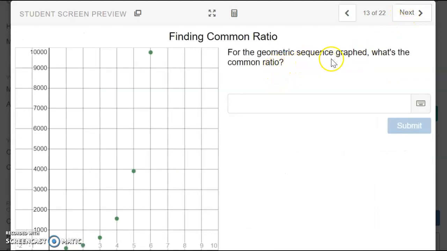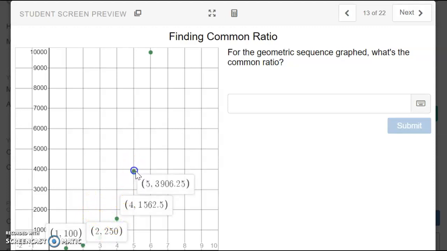For the geometric sequence graph, what is the common ratio? So looking at this, how would I figure it out? Well, if I click on any of the points, I am going to get the number values. So if I click on any two subsequent points, when n is equal to 4 and n is equal to 5, you get the y value, or the a sub n value. So this will be a sub 4, the fourth term value, and this will be a sub 5, the fifth term value.